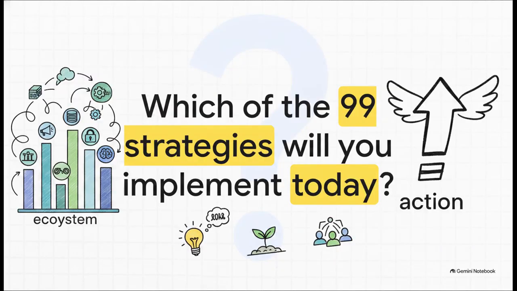So there you have it. We've decoded the entire ecosystem. You now know the 7 pillars required to build, grow, and monetize a Facebook group, from the foundational rules all the way up to advanced AI automations. But knowledge without action, that's just entertainment.